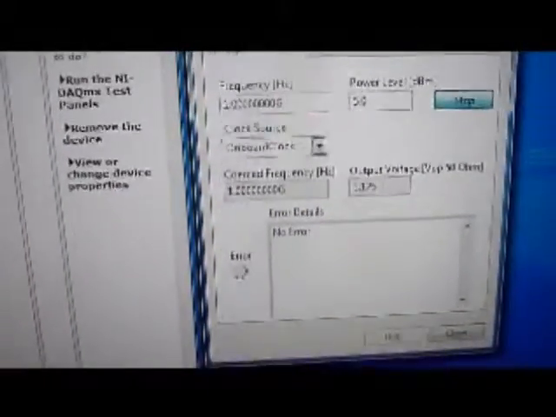So we are zooming on to the NI measurement and instrumentation system, where we can see that we are running the VSG-VM-UC application to enable the signal generator. And the signal generator is running, which shows because otherwise it wouldn't show stop over there.